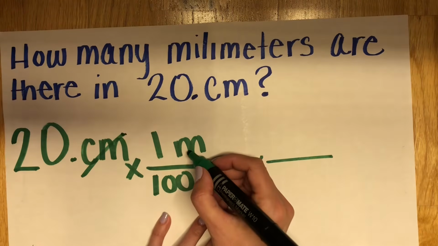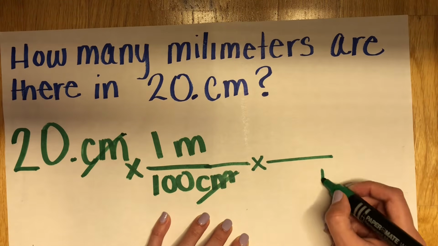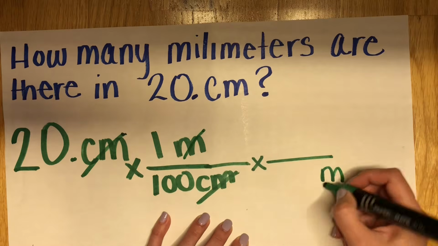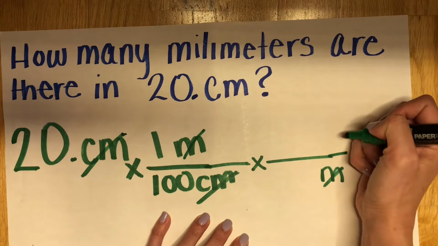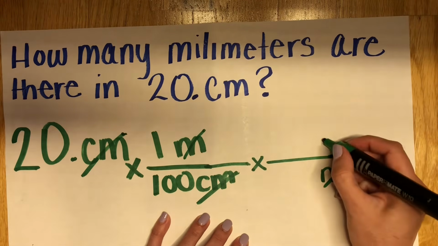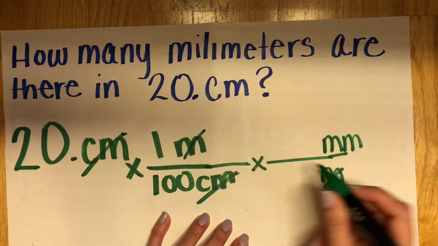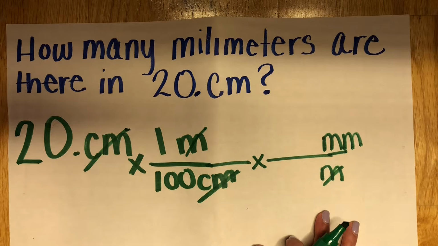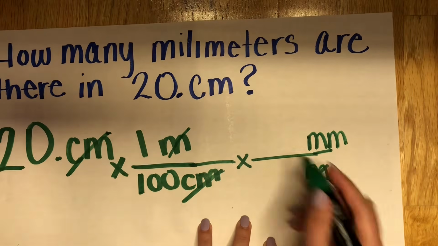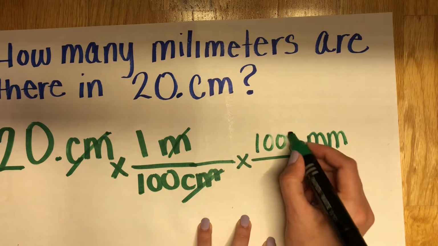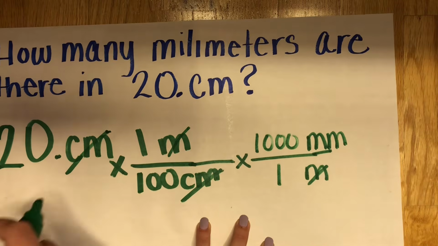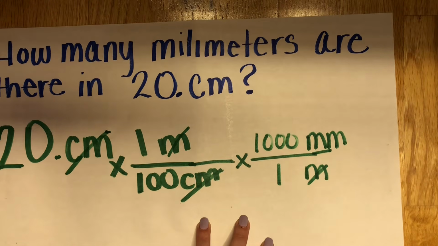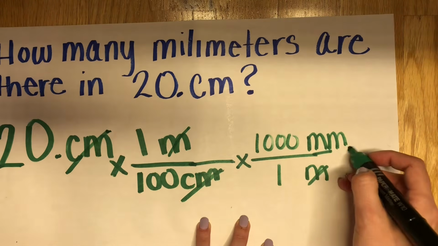Whatever unit I have on top here, I'm going to put down here because it needs to cancel out. And whatever I want to go to needs to be up on top. So how many millimeters? My next step is, how many millimeters are in a meter? This is a good time to check your reference sheet, and notice that there's 1,000 millimeters in 1 meter. Milli's prefix is 1,000. So the millimeter does not cancel out.